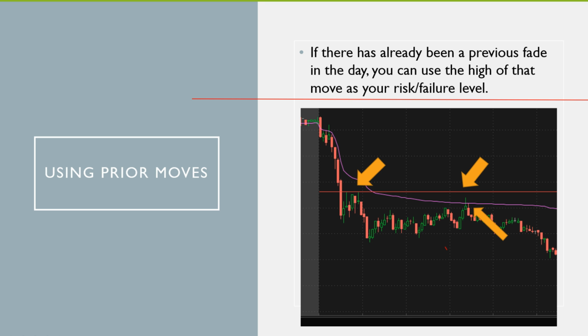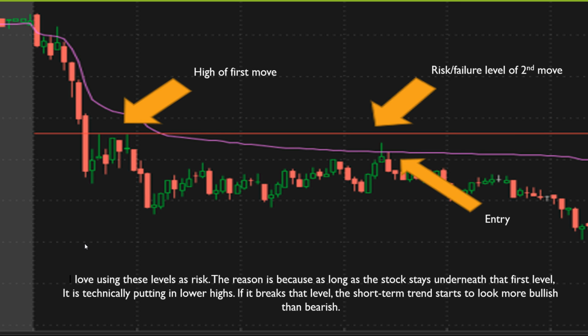As with fades, a lot of times before you get in one, there will already have been a previous fade during that day. What I like to do with these is use prior moves as my risk or failure level. That's what I typically like to do. So if I fast forward here, like this says, if there's already been a fade in the day, you can use the high of that move as your risk or failure level for that second fade.